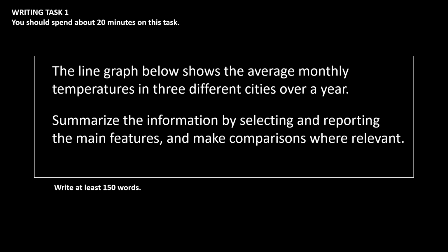The line graph below shows the average monthly temperatures in 3 different cities over a year. Summarize the information by selecting and reporting the main features and make comparisons where relevant. Write at least 150 words.